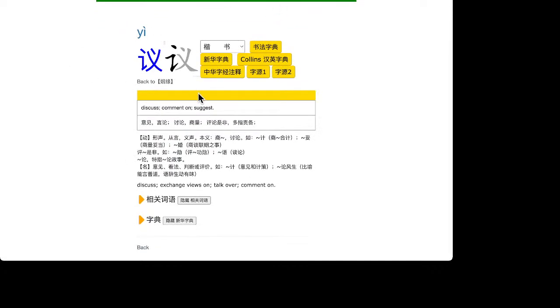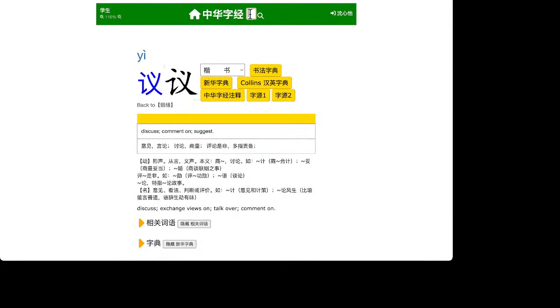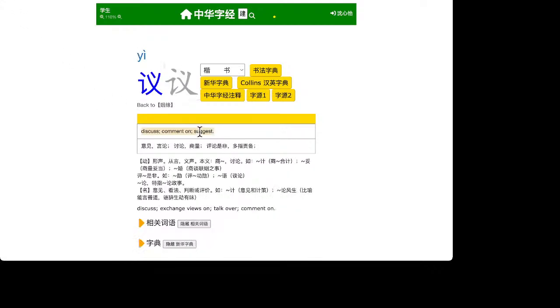It's got a 言字旁. This one. Discuss, comment on, suggest. Is this one, which is build, establish, found, direct, propose, suggest. So that's 建议, and this 建议 is not that one.